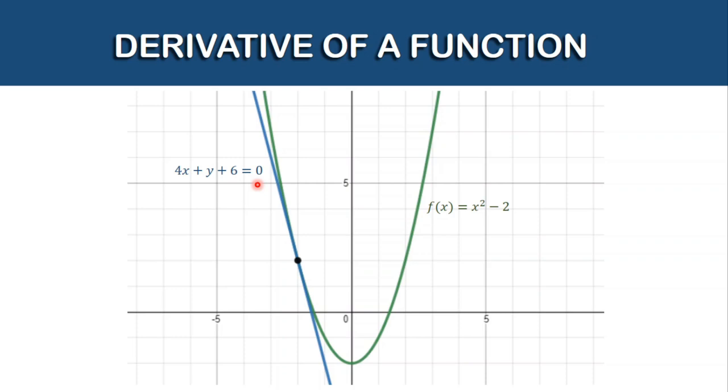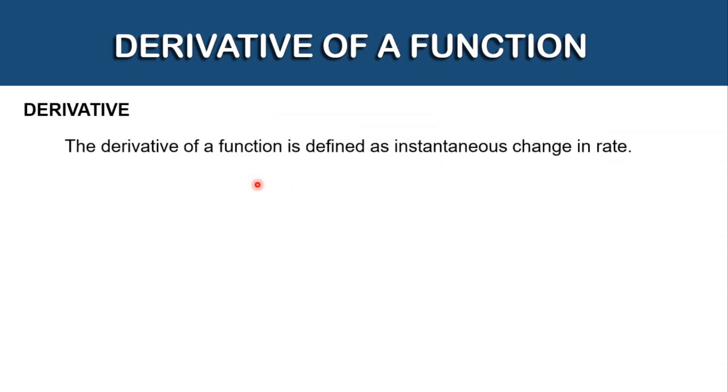And at this point, let's discuss the definition of derivative. So the derivative of a function is defined as instantaneous change in rate. And we can also apply this in some fields like physics. Like if we're going to talk about the change in position, we're going to have the velocity. And if we're talking about the change in velocity, we are pertaining to the acceleration.